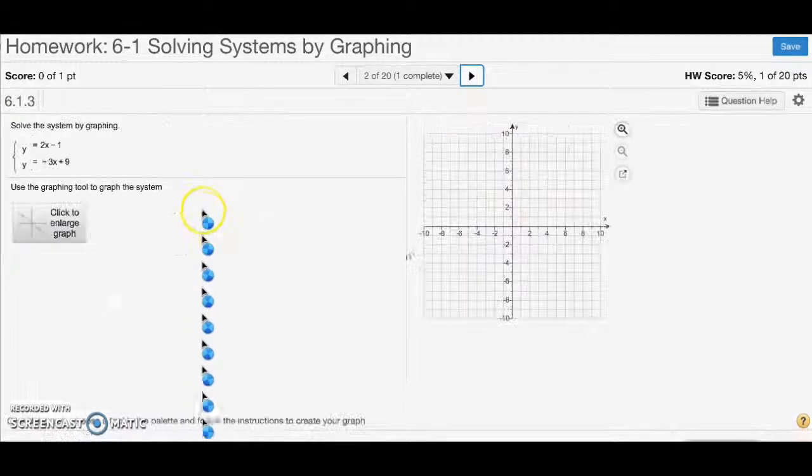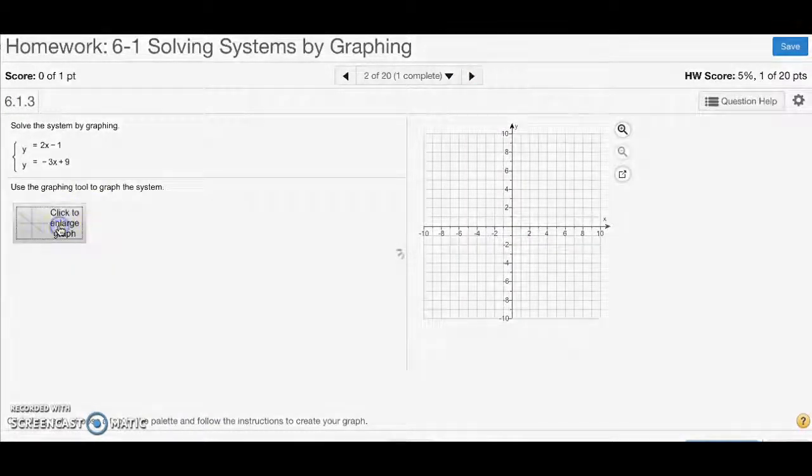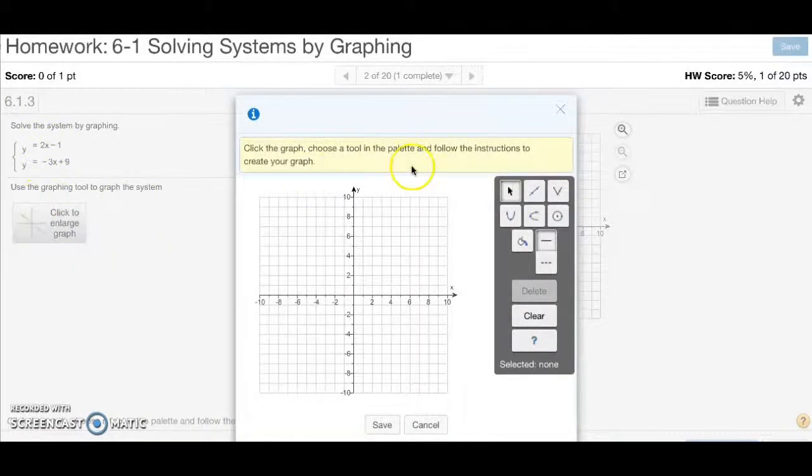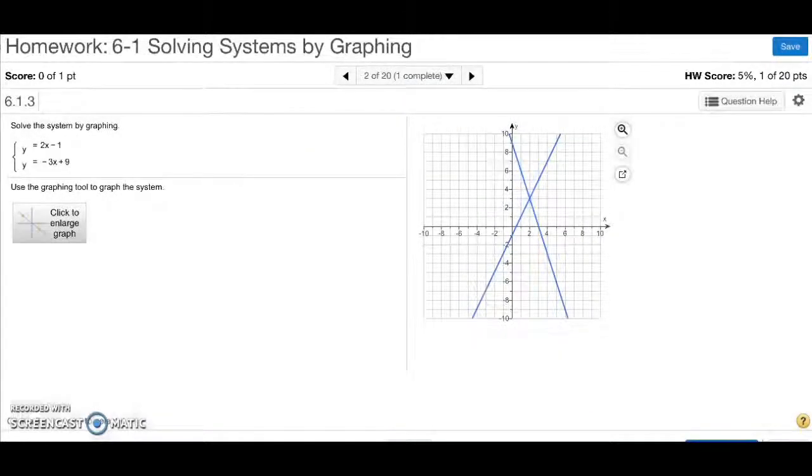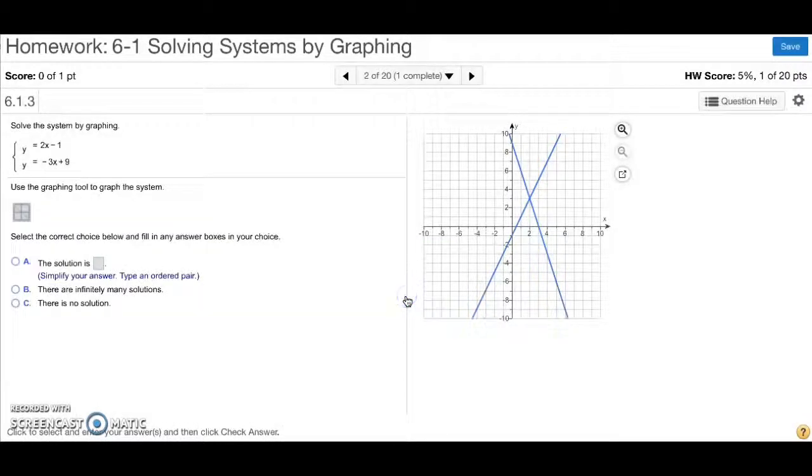Number 2, we do the same thing. These are both solved for y in slope-intercept form, so we can graph them. For the first one, my y-intercept is negative 1. My slope is 2, so I go up 2 to the right 1. For my second equation, my y-intercept is 9. My slope is negative 3, so I go down 1, 2, 3 to the right 1. Press save. Check answer. My graph is correct.